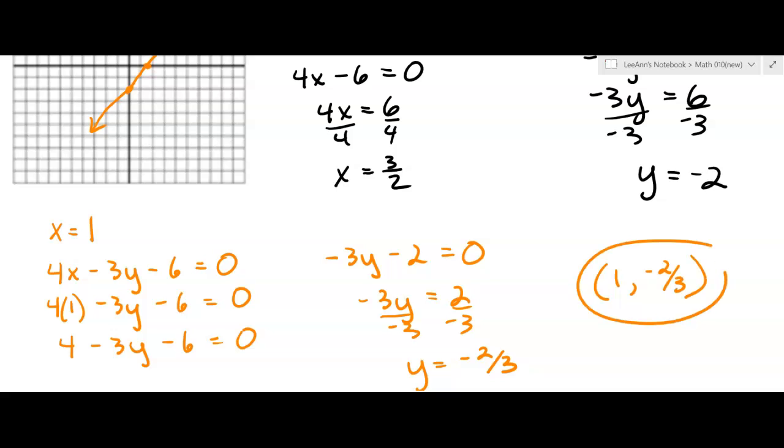Now the question is, does that fit on my graph here? If I went over 1, like over 1 and down 2/3, yeah, it's about there. It's a little hard to see maybe, but yeah, that's pretty close.